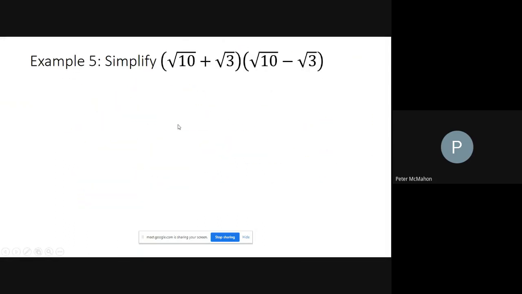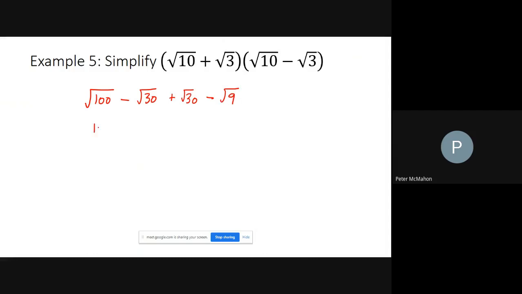All right, so multiplying this one over here, it seemed very similar to the other ones we've done. Now, these two terms look the same. This is root 10 plus root 3, root 10 minus root 3. We have a special name for these types. We'll talk about those in a sec, but see what happens when we multiply these. Root 10 times root 10 is root 100. Root 10 times negative root 3 is negative root 30. Root 3 times root 10 is positive root 30. Root 3 times negative root 3 is negative root 9.